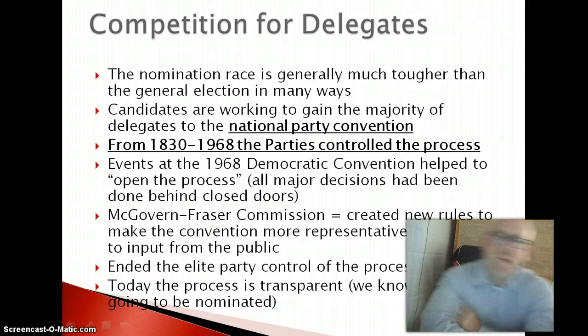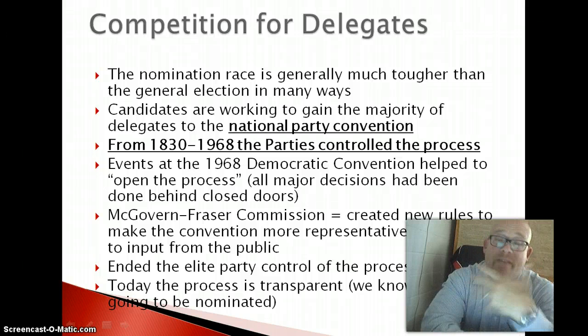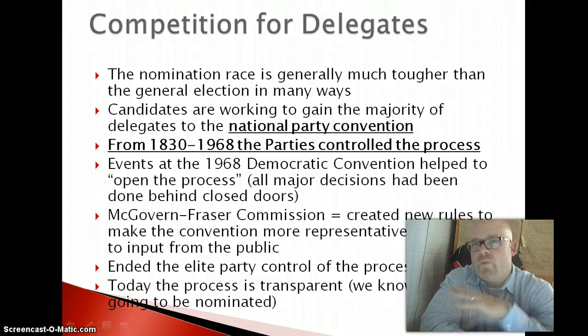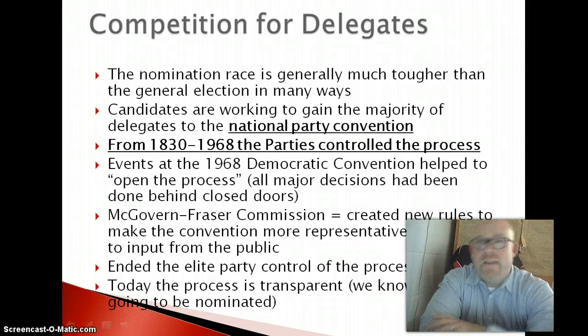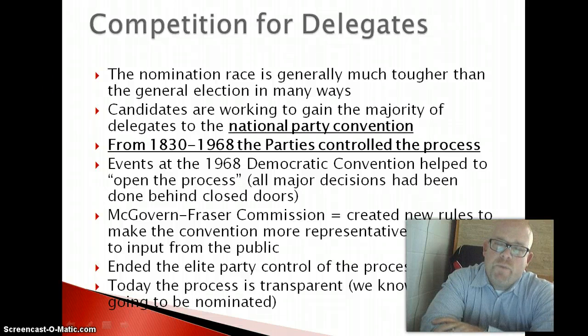All right, so when we talk about nomination, we're talking about competition for delegates. And the nomination race is a lot tougher in a lot of cases than the actual general election, when it boils down to the parties facing off for that position in government. Candidates want to get as many delegates as they can. By winning a majority of delegates, they win the votes of their party, and at the party convention, they'll be named the nominee or the candidate that's going to represent that party.